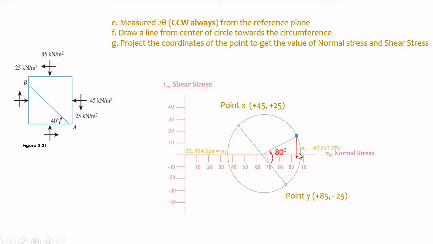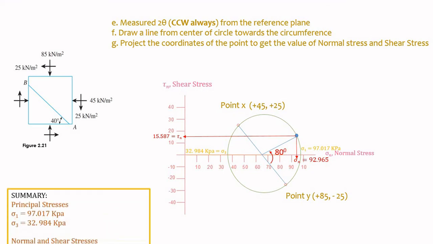So we read this one. So this is approximately 93, or more accurately 92.965. We also project the point towards the shear stress axis, and then we get the reading. This is 15.587. So there you go.